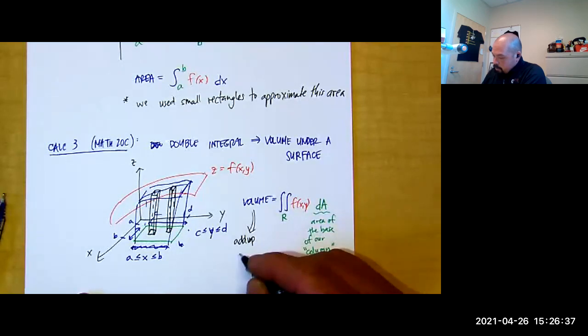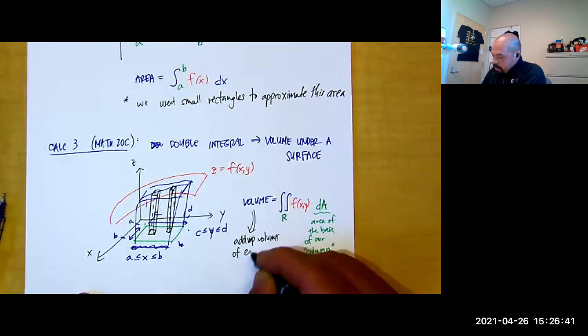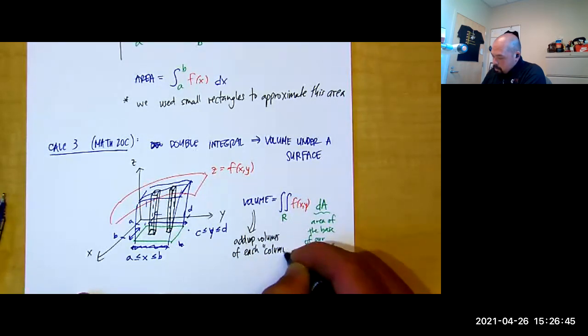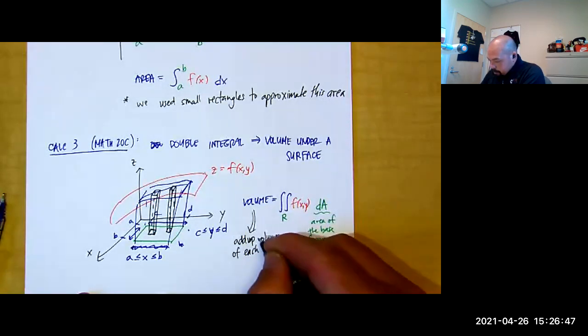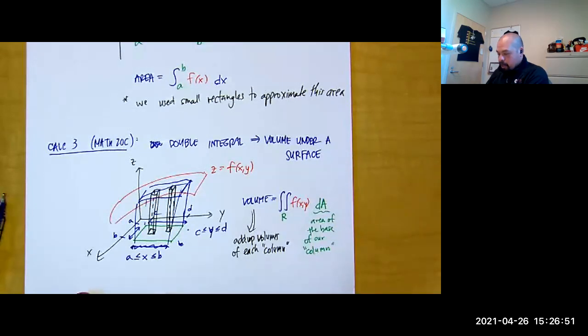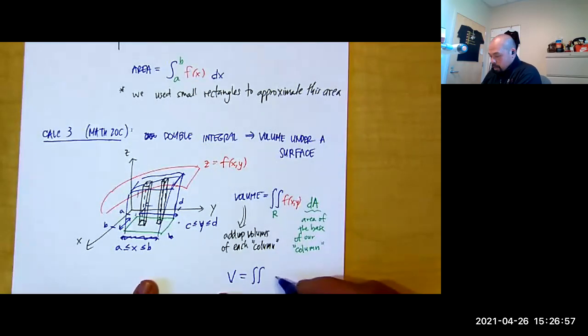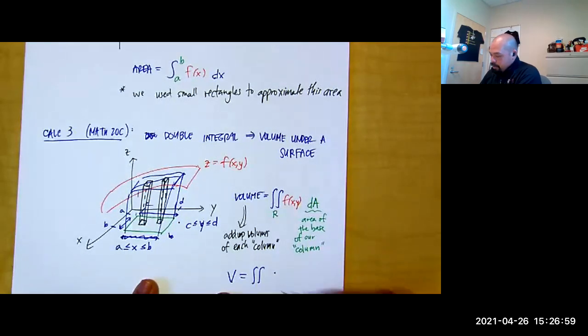Add up the volumes of each column. We're going to get that total space, right? And so what we're going to start to see is that volume integrating over that region for our function.